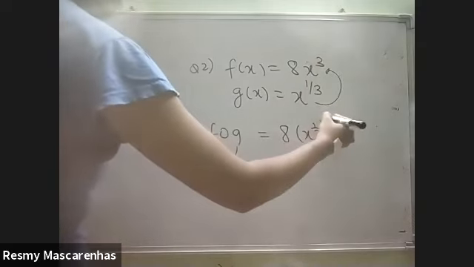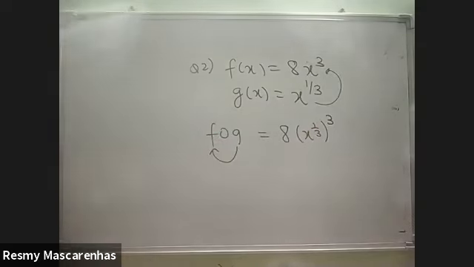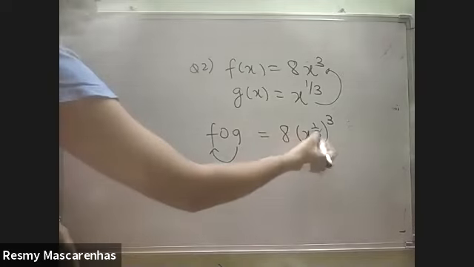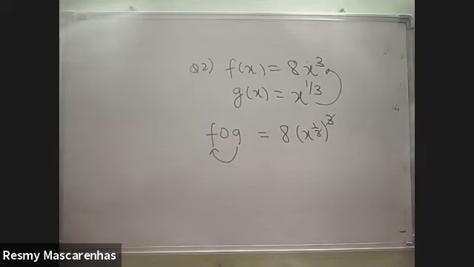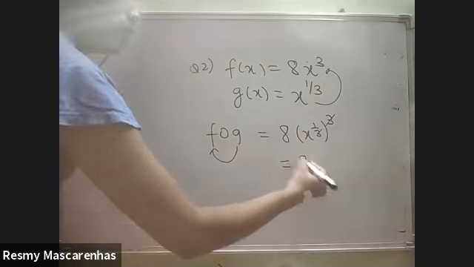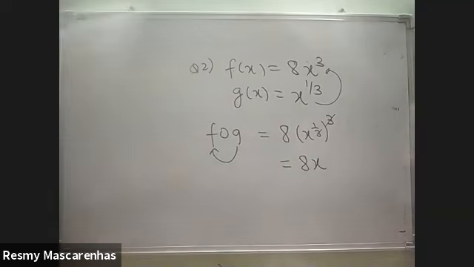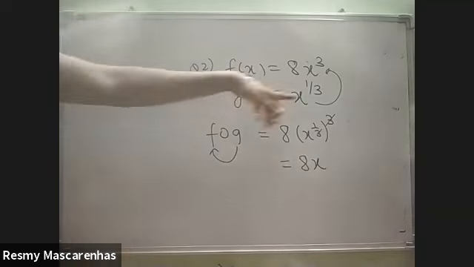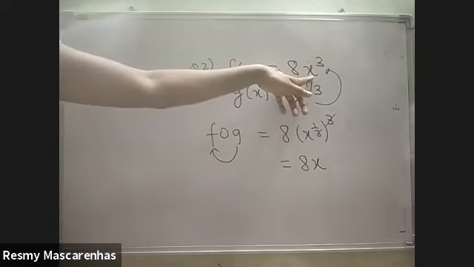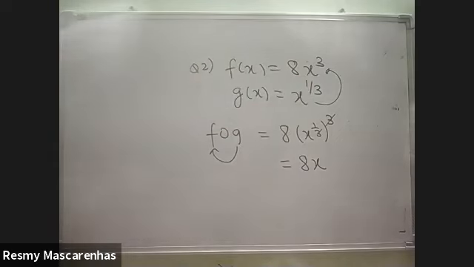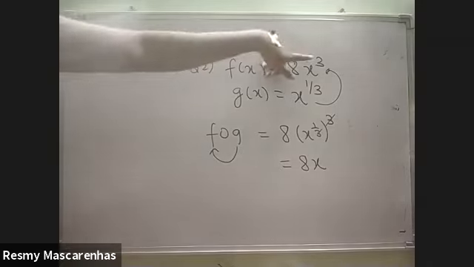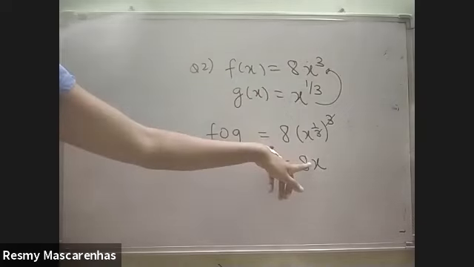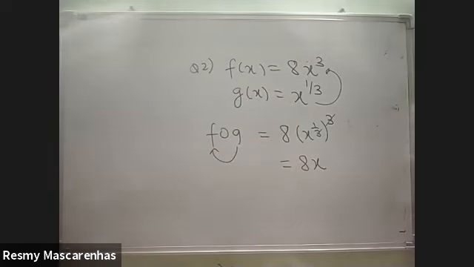And this cube is already there. Okay, then 3 and 3 will cancel. So your answer will be 8x. So this x raised to 1 by 3 I have put here. So this cube and 1 by 3 will cancel and then you will get a plain x.